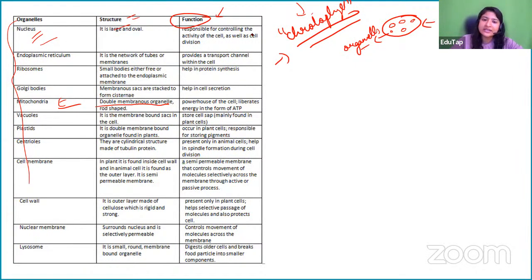If you just read it out, you will understand the functions. For example, the endoplasmic reticulum is a support channel. What is the support channel?